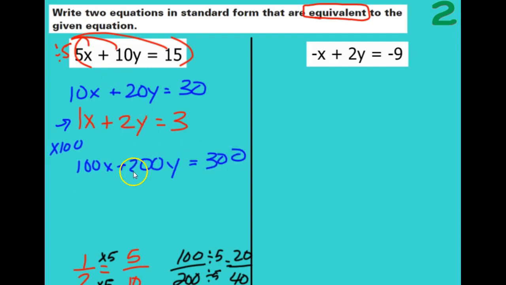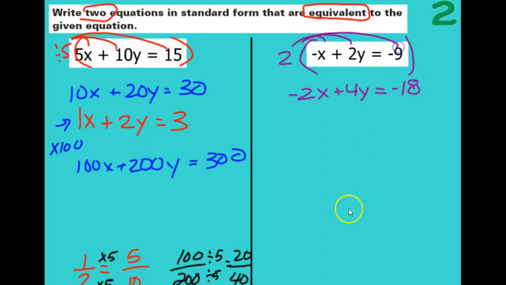They're all equivalent equations. So on your homework you'll have a couple that say write two equations in standard form. I wrote three now. You will just have to multiply or divide. I'm going to say, let's just multiply this one by 2. Negative 2x plus 4y equals negative 18. I just multiplied everything by 2.